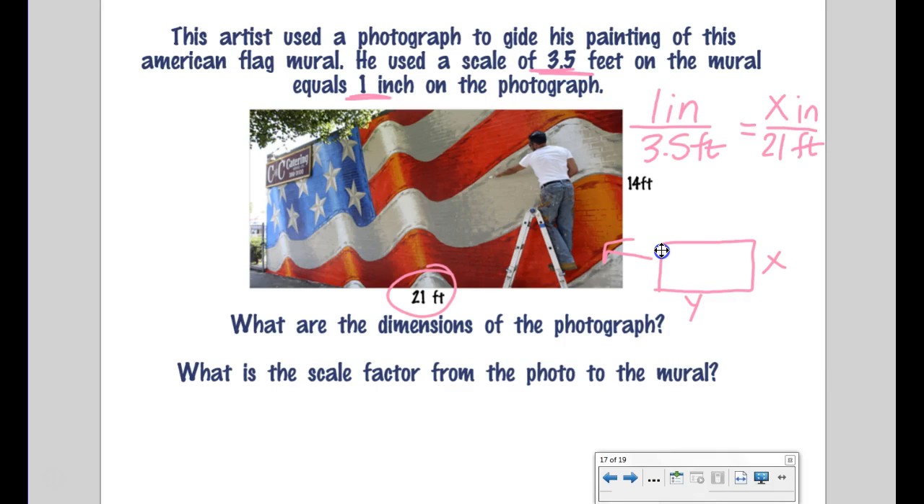Setting up a proportion. Inches is to feet as inches is to feet. I'm going to let you find the other one by yourself. 1 times 21 divided by 3.5. 6. Find the other one by yourself, please. So it's 6 by something. Find this other one by yourself. Use the same proportion. 1 is to 3.5 as you fill out the rest.